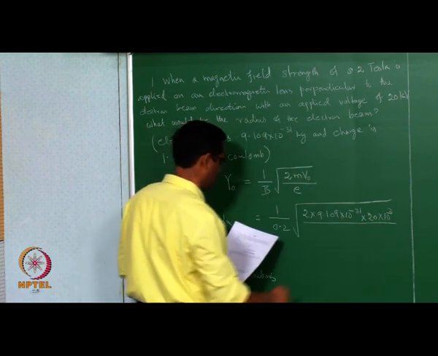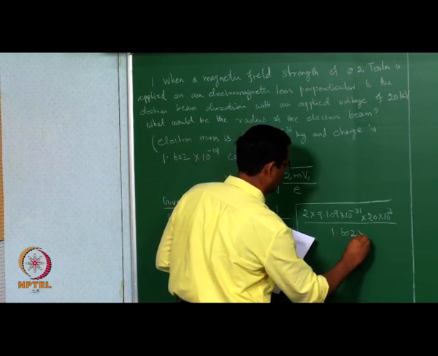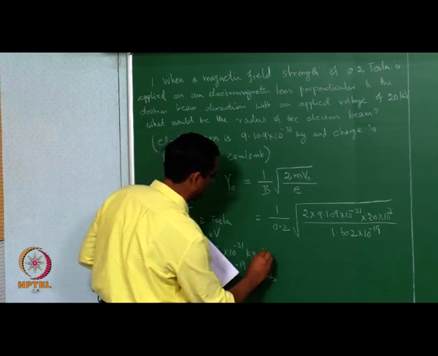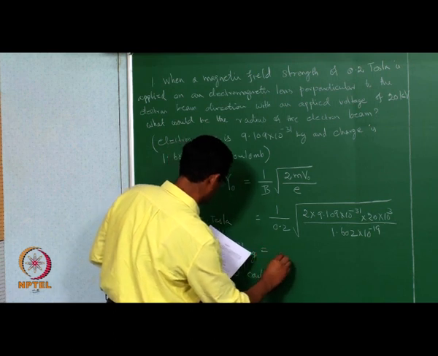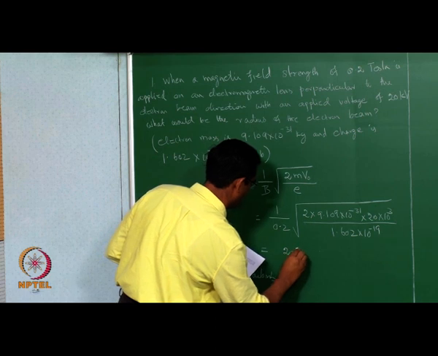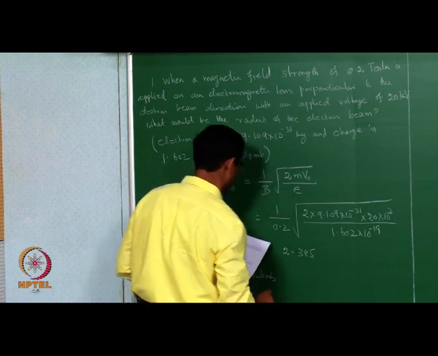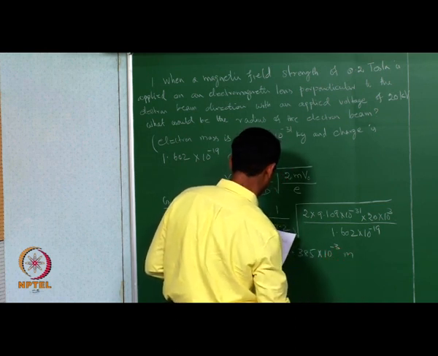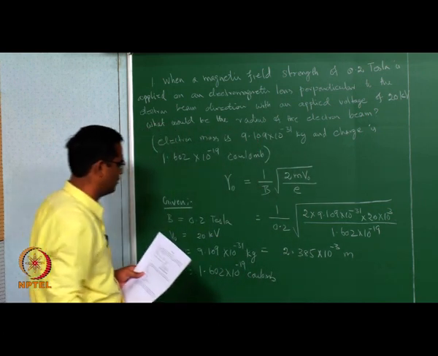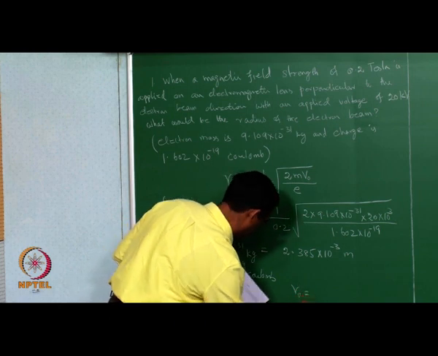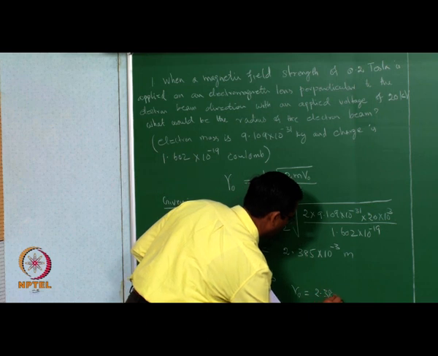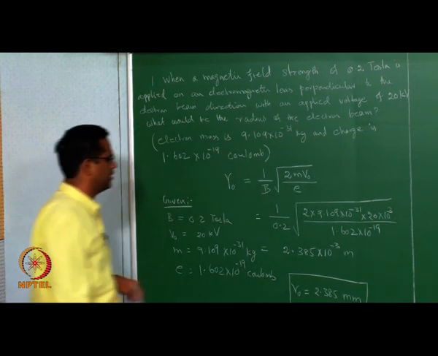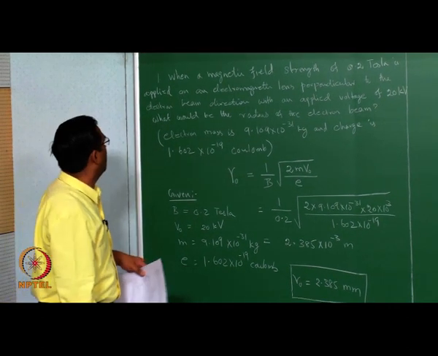We are keeping the voltage in volts, and this is the charge. If you work it out, you can write R naught is equal to 2.385 mm. So, this is the answer. We will move on to the next problem.